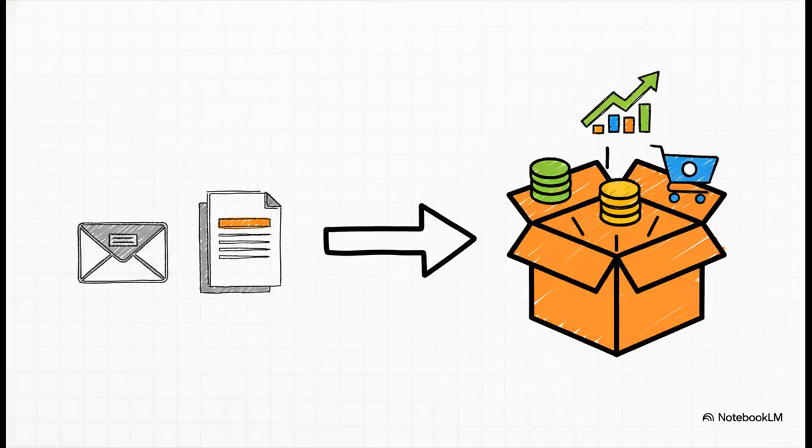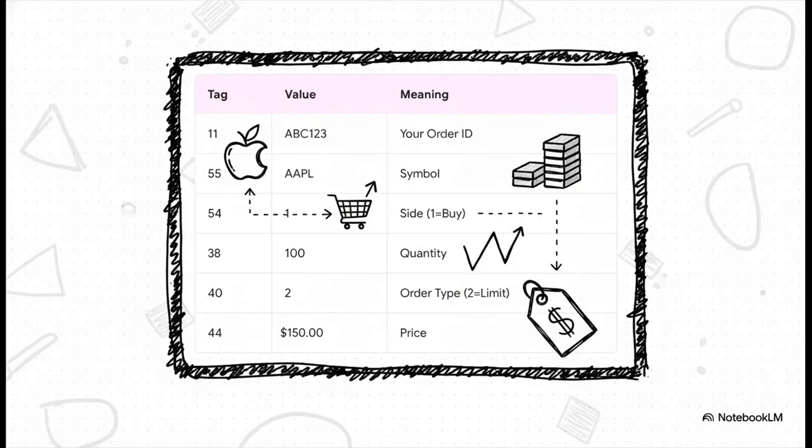Okay, so we've read the address label and we've checked the subject line. Now let's get to the good part, the actual business instruction that's sitting inside the body of the message. Let's read the story of this trade. Tag 11, that's the unique ID for this specific order. Tag 55 tells us the symbol is AAPL, so we're trading Apple stock. Tag 54 is a 1, which in FIX-speak means we're buying.